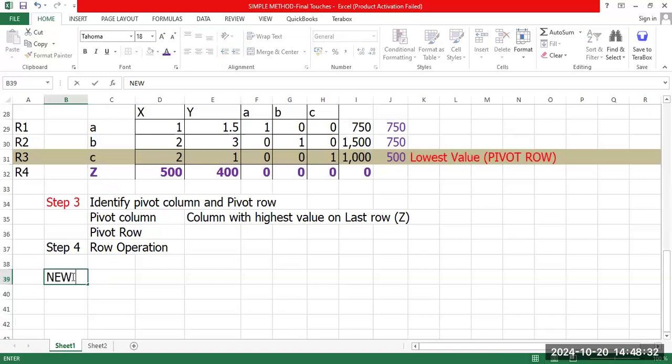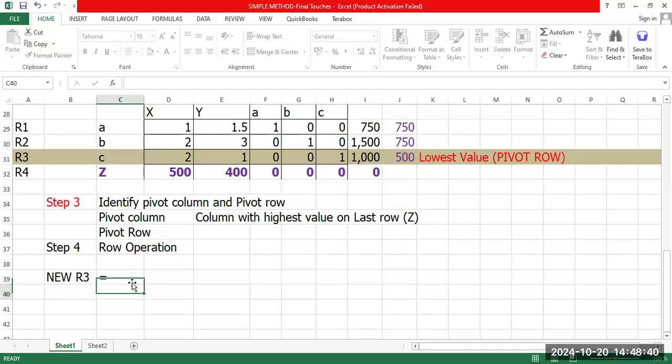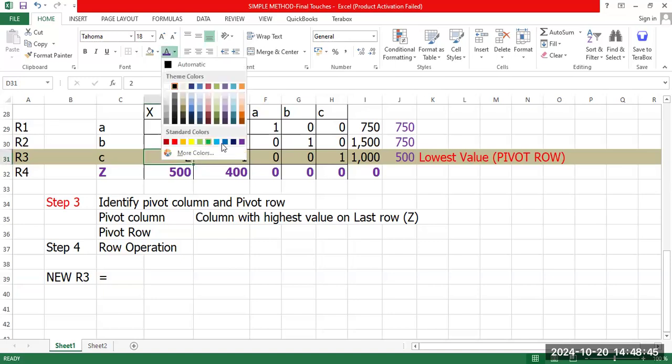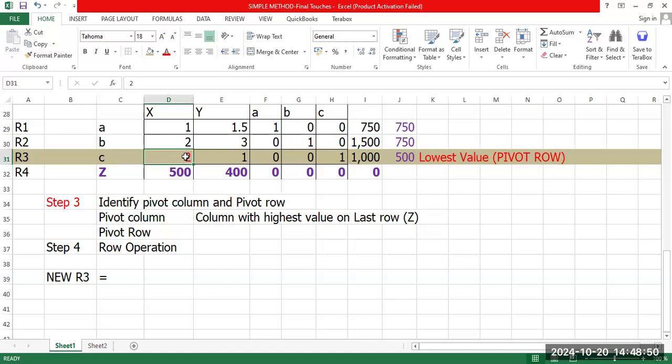So it means that you will need a new row 3. New row 3 will be equal to the formula. You want to make this value appear as 1. So which formula are you going to use? Always get the original row where you have the meeting point, which is row 3, then divide by that value you want to change. That is the easiest way.